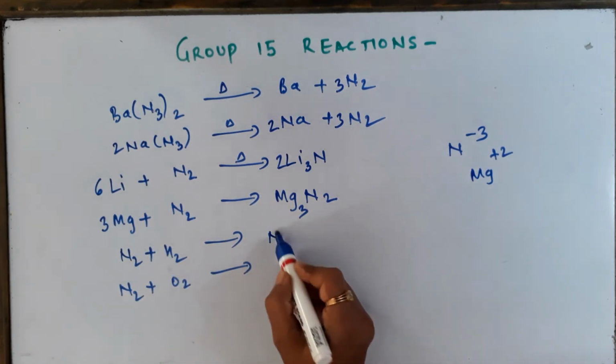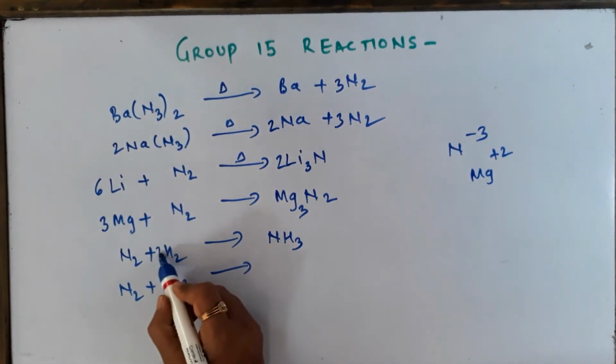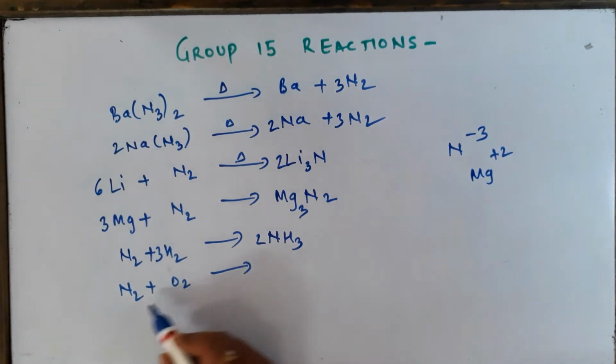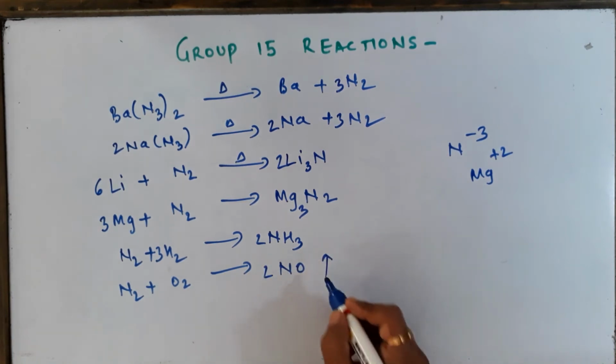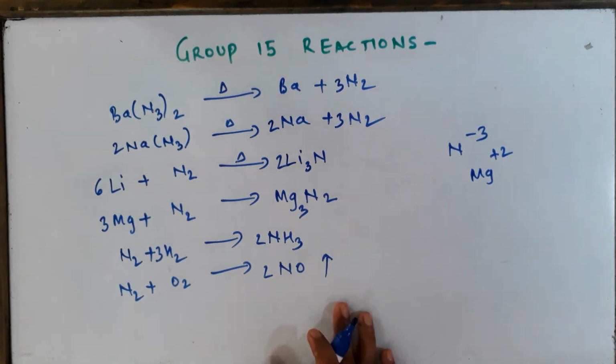Next is Haber's process. N2 plus H2 is giving you ammonia. N2 plus 3H2 will give you 2 ammonia. Ostwald's process, first step, nitrogen plus oxygen gives nitric oxide, 2 times. So these are very simple reactions, not at all challenging for you.